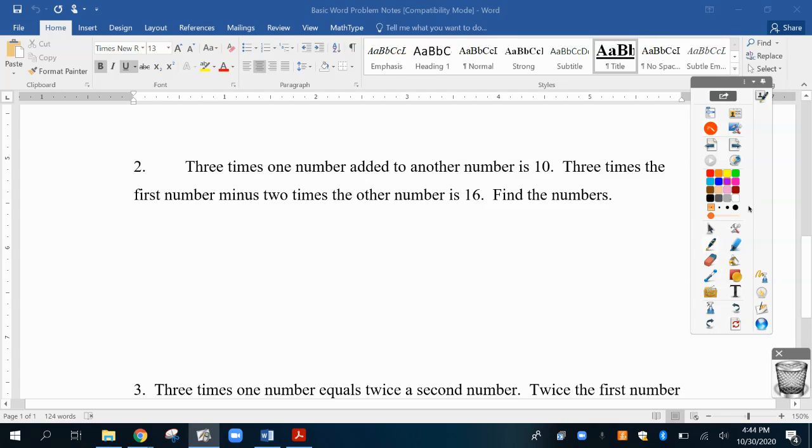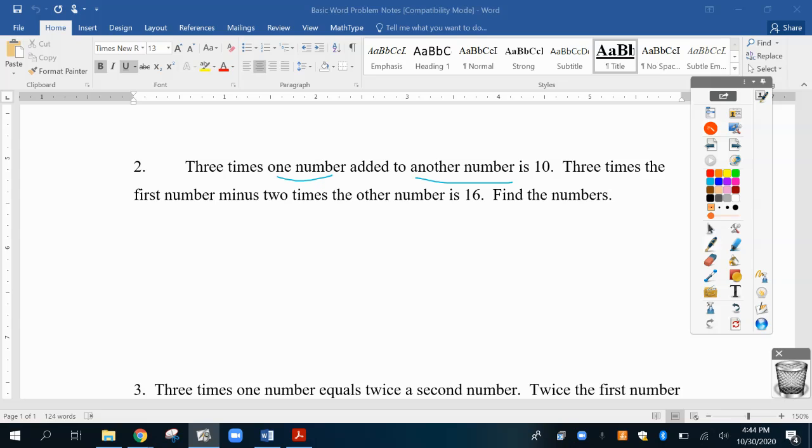Up here we have 3 times one number added to another number is 10. Then we have 3 times the first number minus 2 times the other number is 16. So we have one number and we have another number. This is just saying those are x and y's. Those are 2 unknowns. We just want to make sure that the first number that we pick is going to be our x, and the second number that we pick is going to be our y.